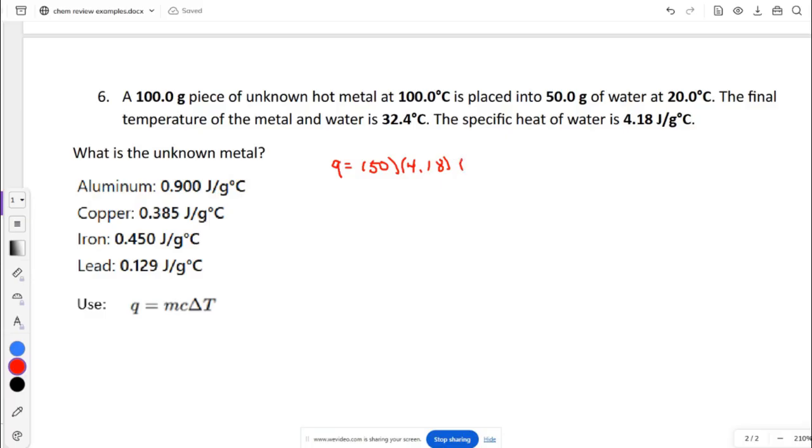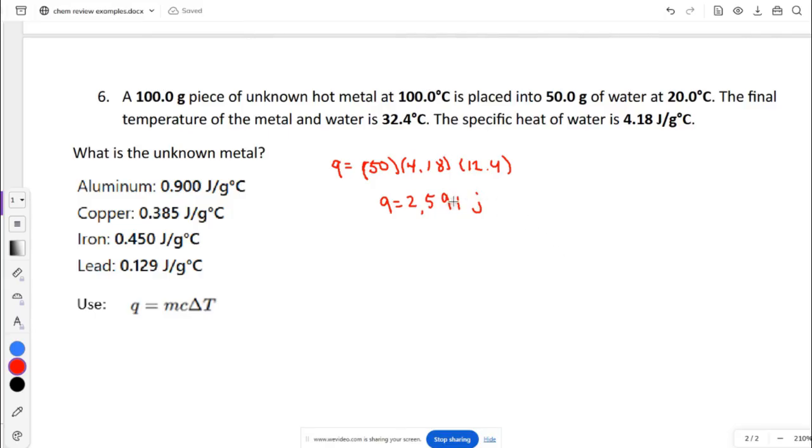So the water went up by 12.4 degrees Celsius. All right, oh wait, this is 50. That's not 150. That's 50. All right, so now I just do this math. Let me get my calculator. So this is how much energy the water absorbed from the metal. So it's 50 times the specific heat, 4.18, times 12.4 equals 2,591.6. So the water increased in heat energy by 2,591 joules. That's how much energy the water absorbed.